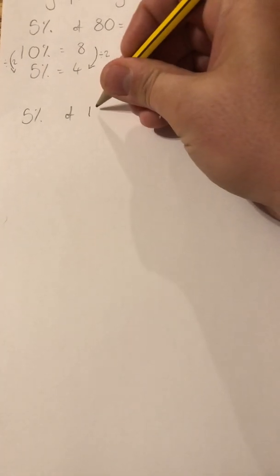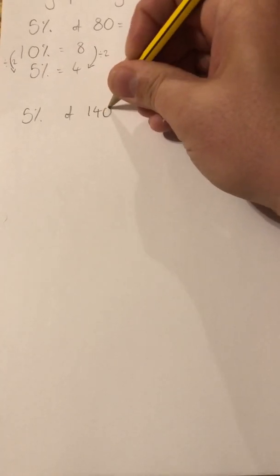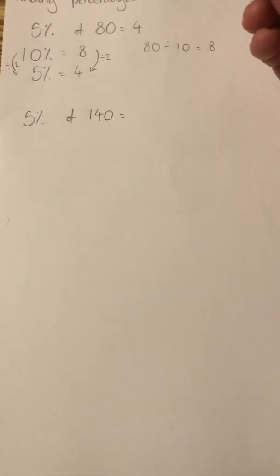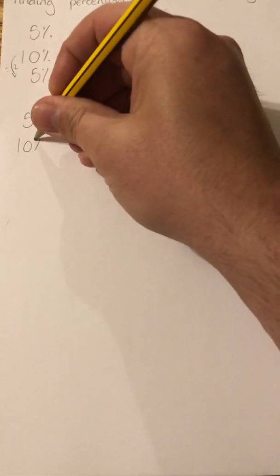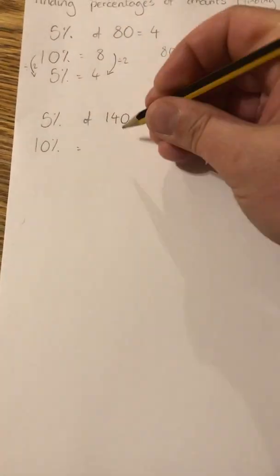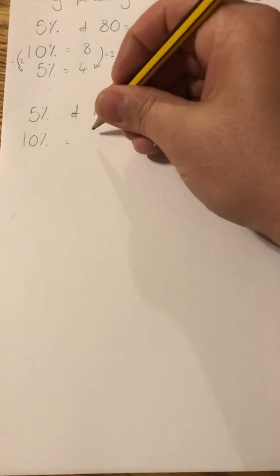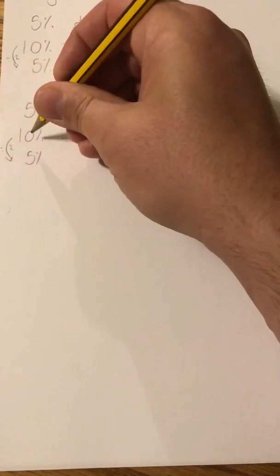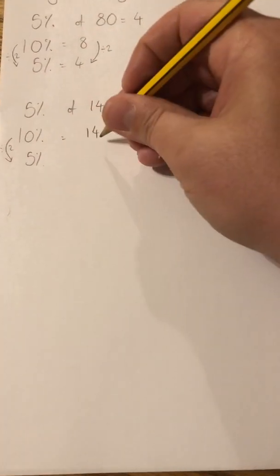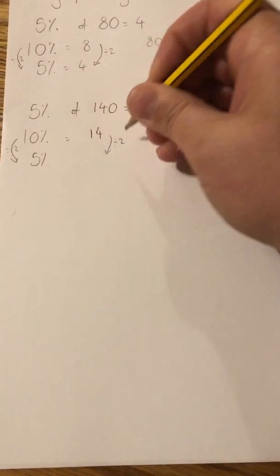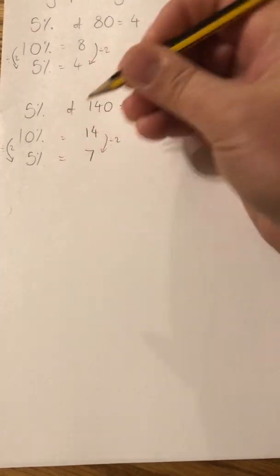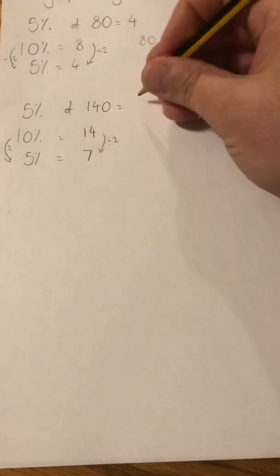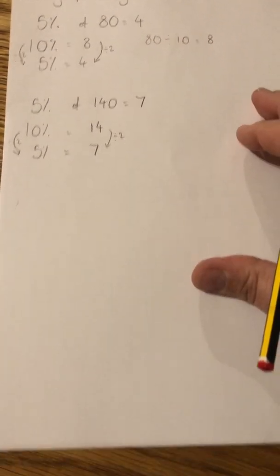what could we have? 140. So I find 10%. 10%, we've done before, is 140 divided by 10, it's 14. 5%. I'm going to half this. 10 divided by 2 is 5. So 14 divided by 2 is 7. 5% of 140 is 7.